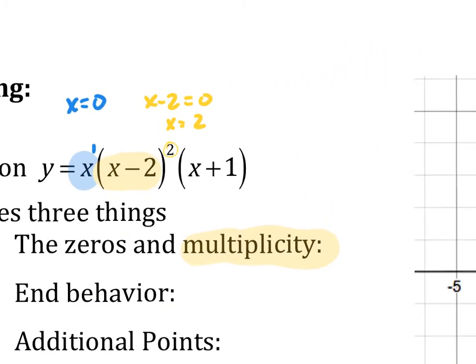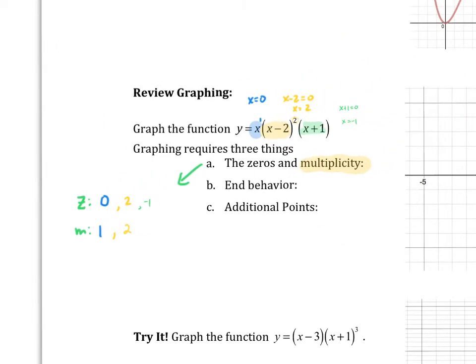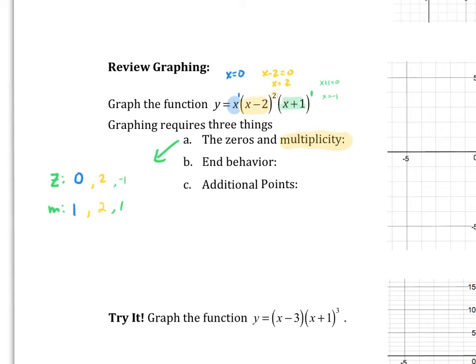And the last one is based off this guy here. So when you use the zero product property, x plus 1 equals 0. So x equals negative 1. So negative 1 there, and the question is how many times does that one show up? Well, the exponent is 1 there, so that's a 1. Why are these important? Well, let me show you.